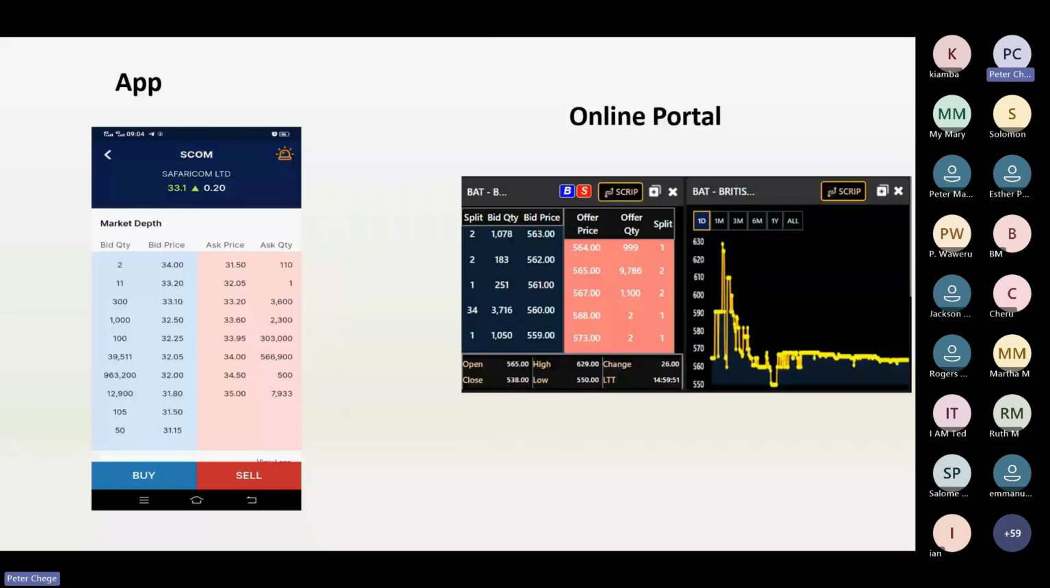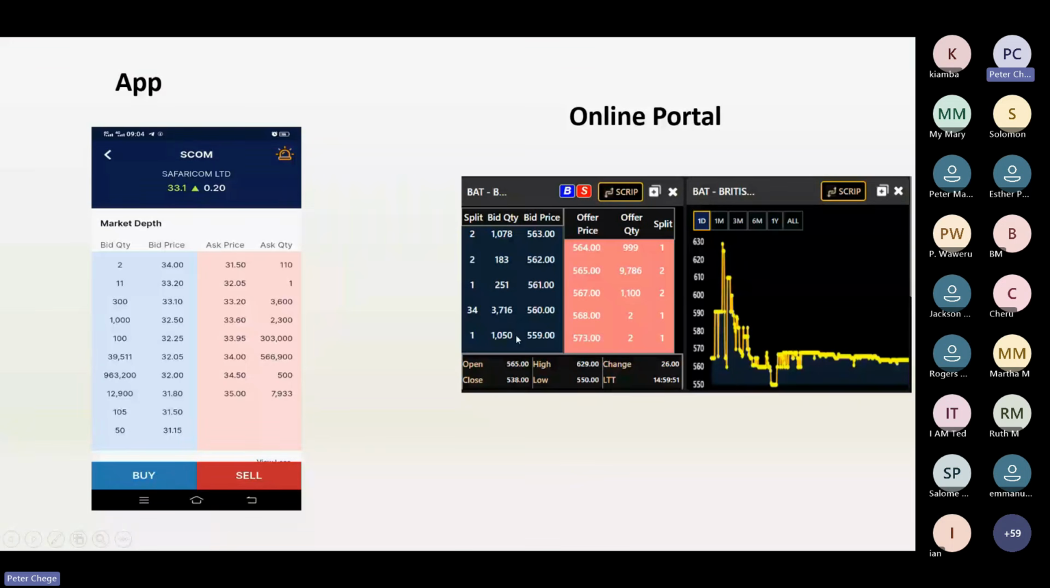Then on the online portal, you also have the advantage of the graph. I will use the online portal side to explain, because for the Safaricom screen, you can see prices are jumbled up. This is early in the morning. That's when you see prices all over. So we use the BAT, the one on the right side.